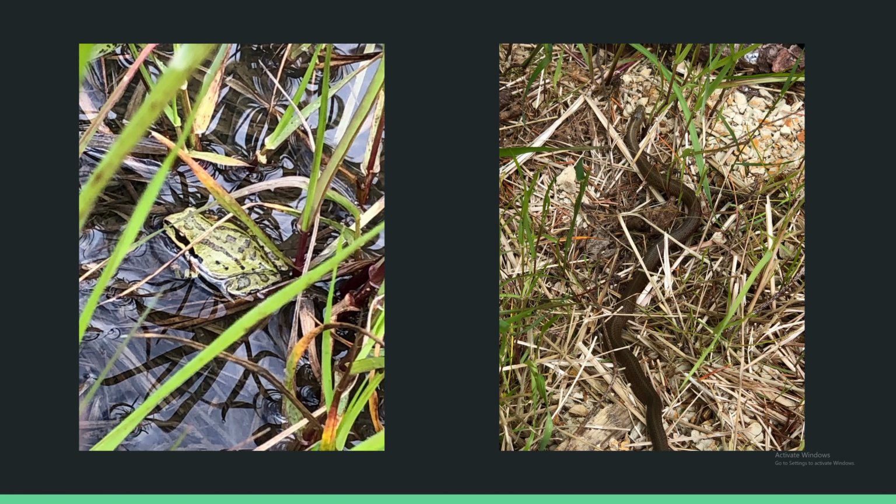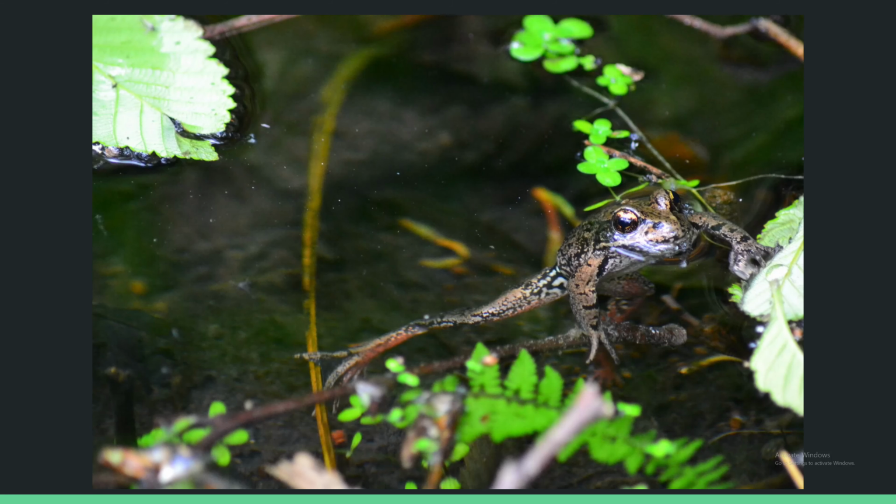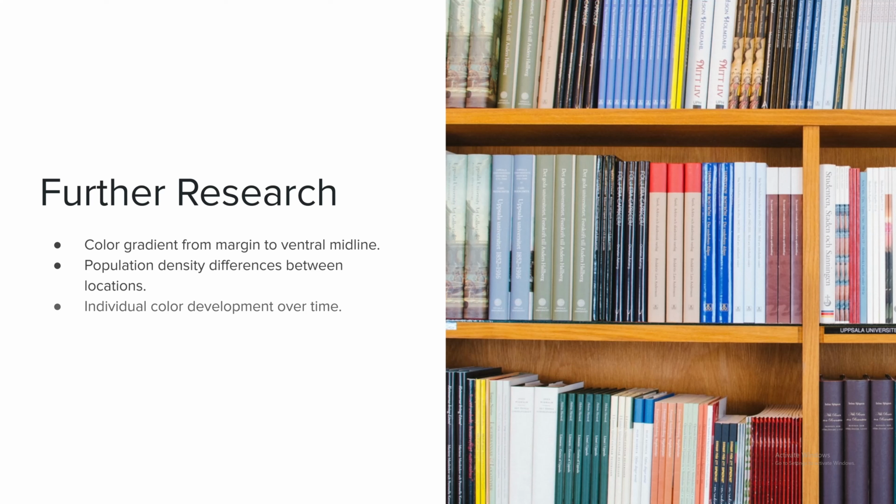I have some pictures of other herps I observed here. We've got a Pacific chorus frog here and a garter snake on the right. This is a northern red-legged frog that I saw in a pool in which I observed 2 other rough-skinned newts. I feel like this is just scratching the surface.